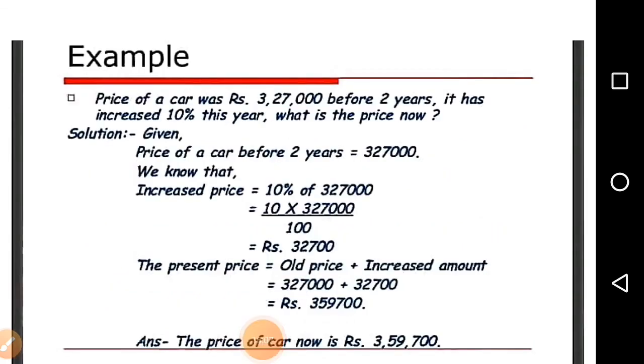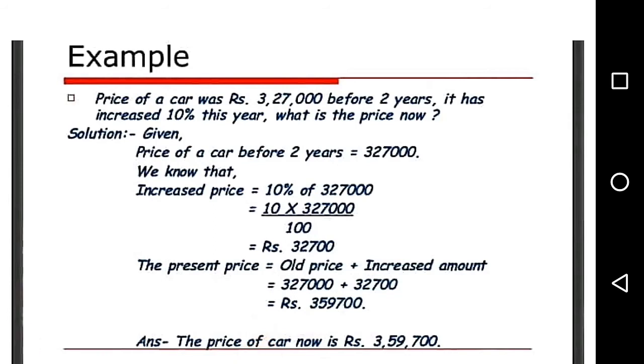Here I have one example for understanding percentage increase or percentage decrease. Let us see that. The example is: the price of a car was rupees 3,27,000 before 2 years. It has increased 10% this year. So what is the price now?